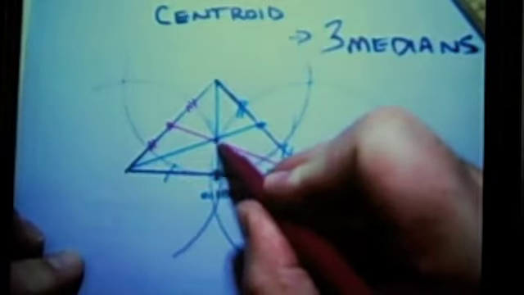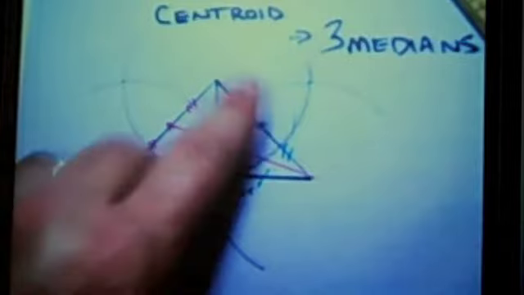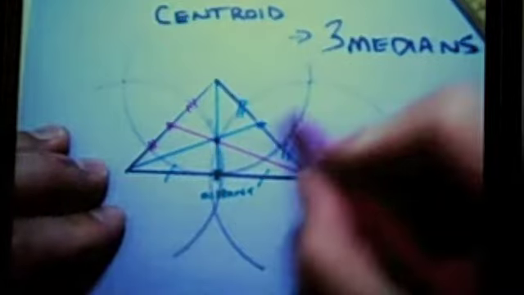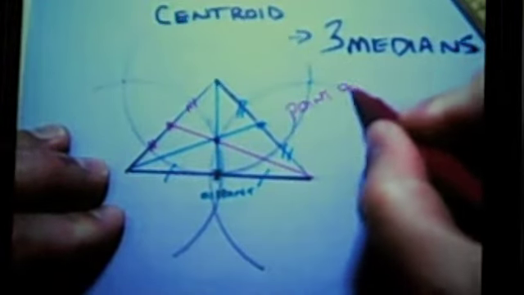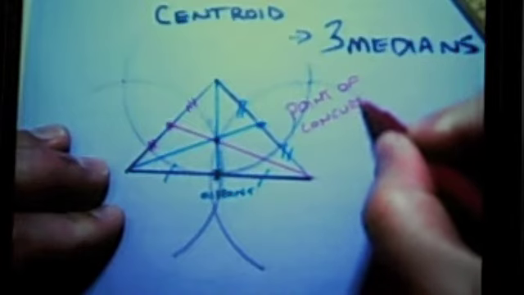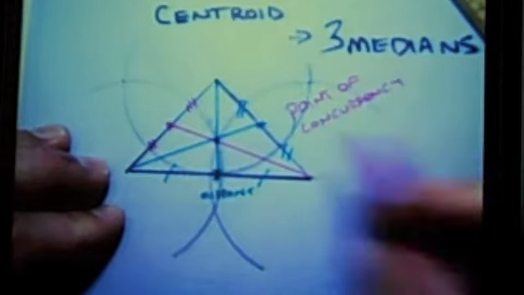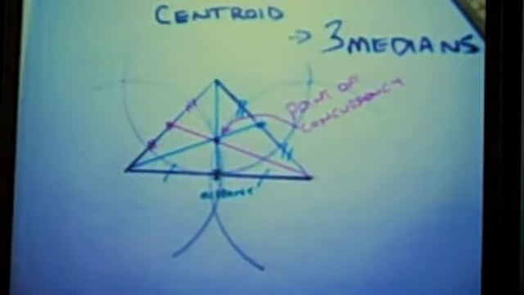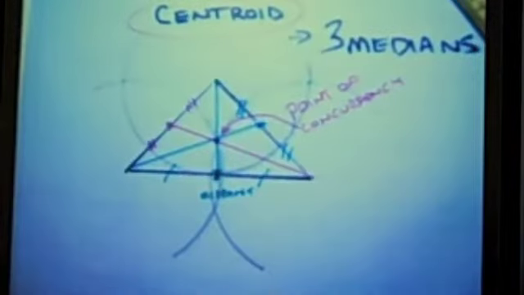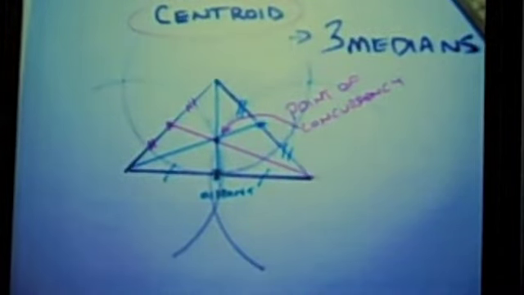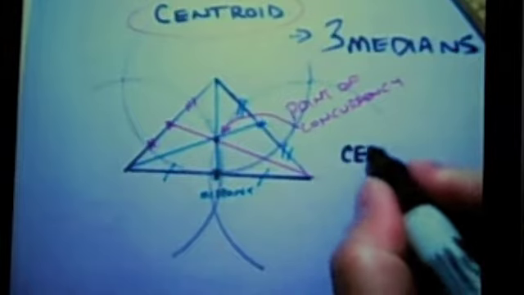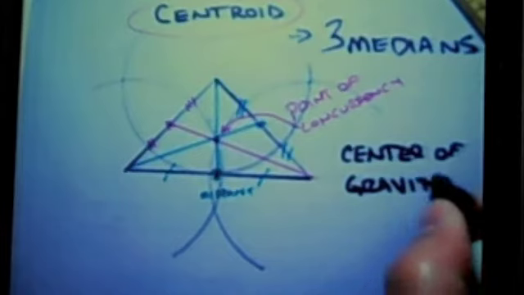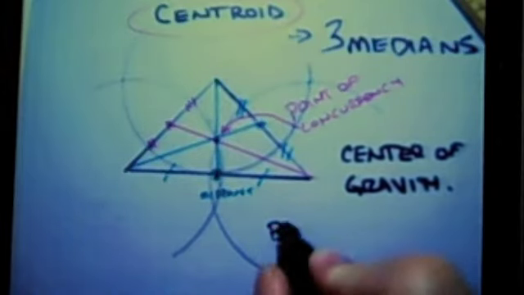So my midpoints on each side, when connected to the opposing vertices, will construct 3 medians. Those 3 medians should meet in what's called a point of concurrency. In other words, they all meet in a single point. And specifically, when I'm dealing with 3 medians, that point is called the centroid. Its significance is center of gravity. In other words, this is the balance point.